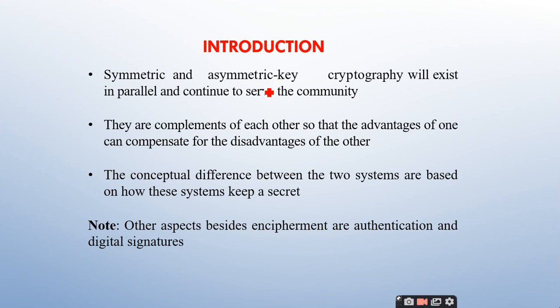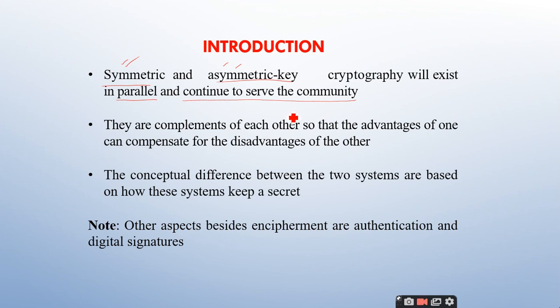As I told, we have two categories of cryptography, that is the symmetric cryptography and the asymmetric key cryptography, and assume that they exist in parallel. That means you cannot remove the symmetric key cryptography because you have the asymmetric key cryptography, or you cannot completely avoid the asymmetric key cryptography because you have the symmetric key cryptography. So they always exist in parallel. So if you have symmetric, you should have the asymmetric. I will tell you why we require both these things, right? And both of them are serving the cryptographic community. They exist and they exist in parallel.